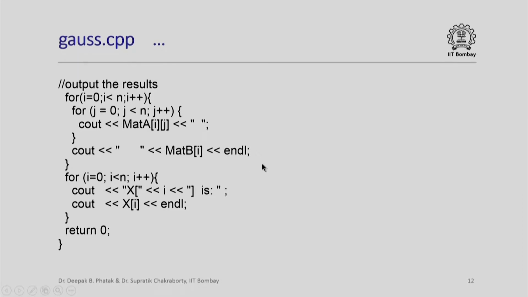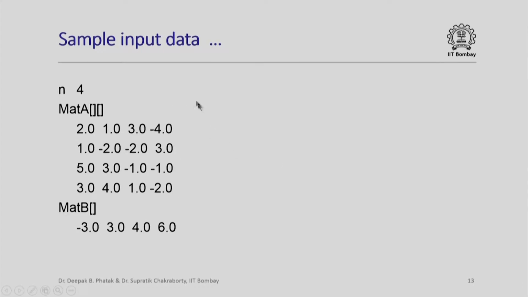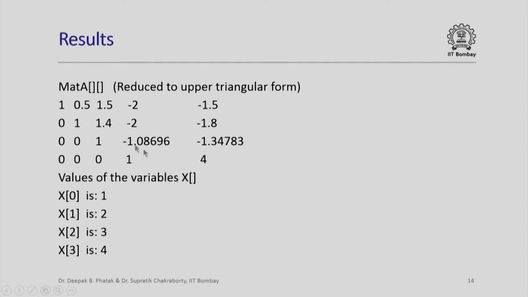Here are sample input and output results for your benefit. We have run this program with n equal to 4, the matrix A having these values, and matrix B having these values. You can simply input these values one after another, starting with 4, then this row, and so on. When you do that, when the program is executed, you will actually get these results. First, the matrix A will be printed, which is reduced to upper triangular form. It will be printed something like this, and then values of the variables of x will be printed as 1, 2, 3, 4.